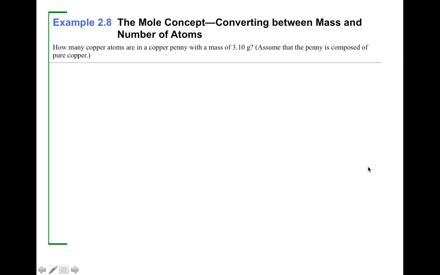Let's do one more. The mole concept, converting between mass and number of atoms. Okay, so how many copper atoms in a copper penny with a mass? Getting a little overwhelmed here, so I'm just going to start writing what I read, okay? Mass is equal to 3.10 grams. Assume that the penny is composed of pure copper. Okay, so what we need is atoms, and we're given grams, right? So we've got to set up a conversion. The problem is we don't have any conversion between grams and atoms, but we do have grams to moles, right?